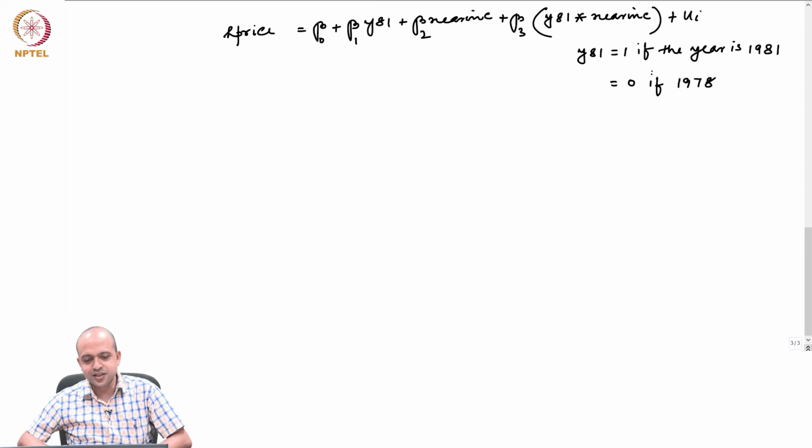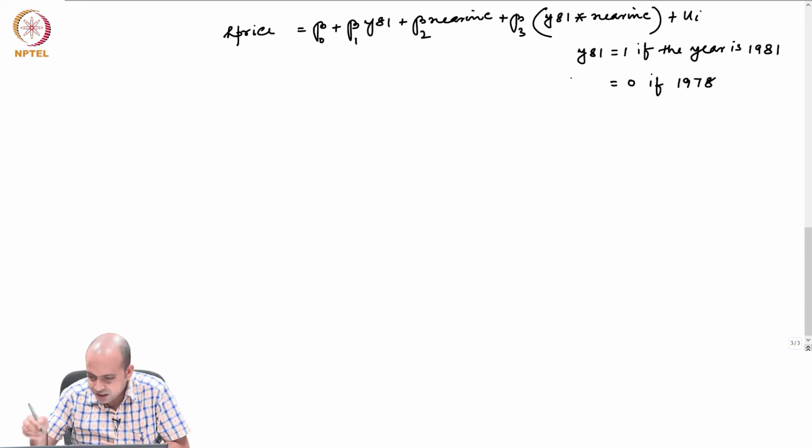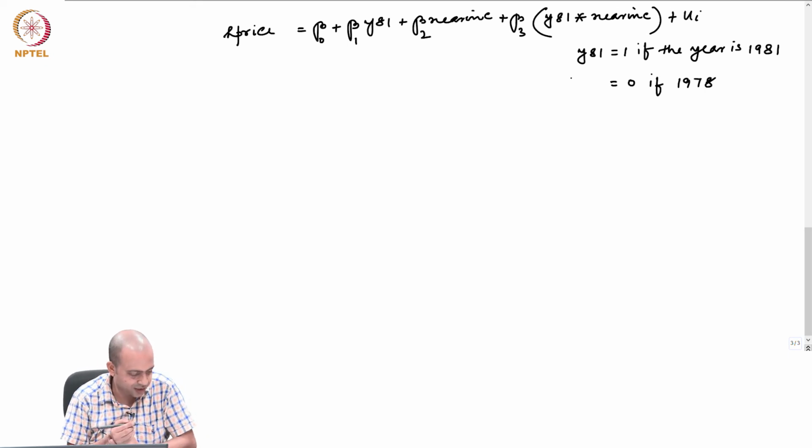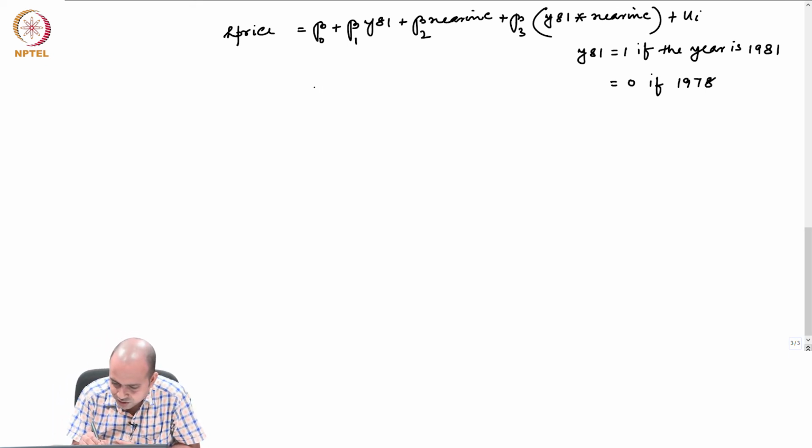Okay, and near INC I have already defined. So in this case, what will happen? If you estimate, then beta 3 is basically called the DID.